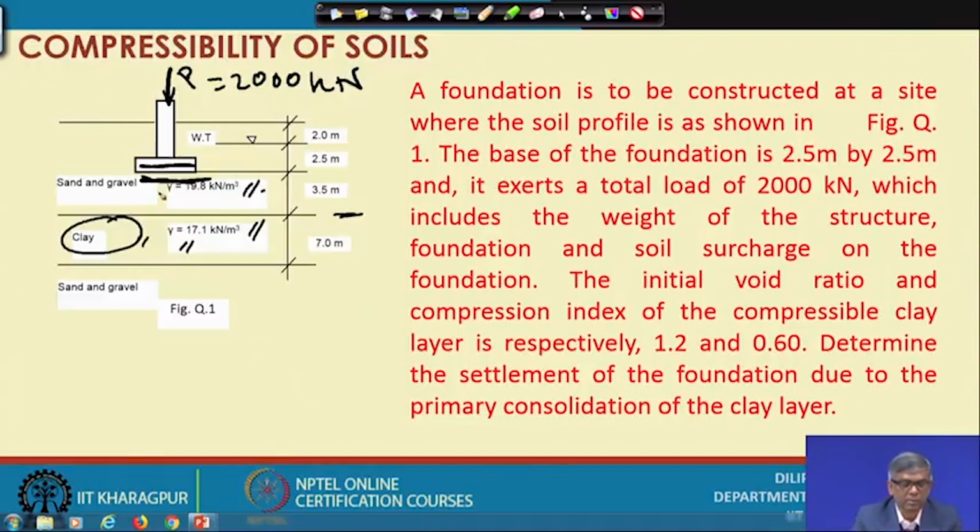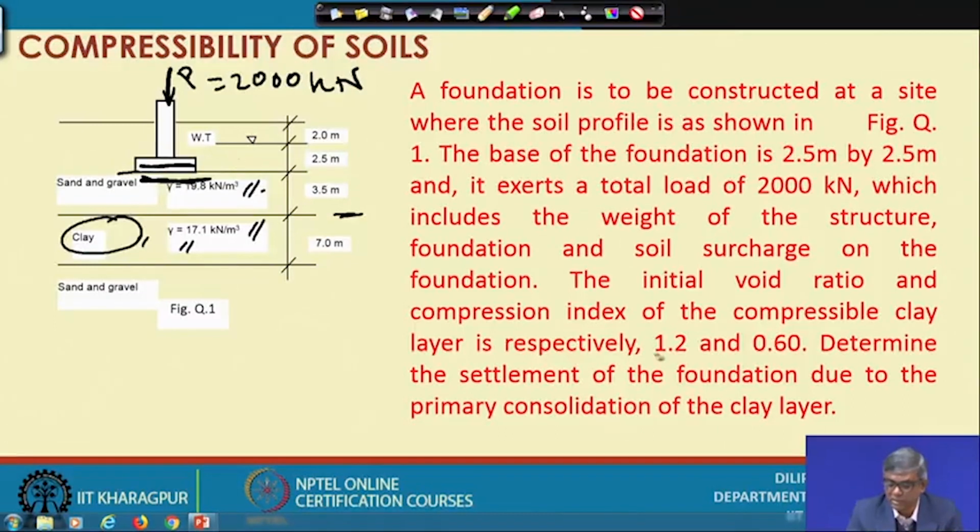That is not given, so it will be required, and we will see that later on. The total load is given, which includes the weight of the structure, foundation and soil surcharge on the foundation, etc. So, directly at this level 200 kilonewton load is transferred, that is given. The initial void ratio and the compression index of the compressible clay layer are respectively 1.2 and 0.6.